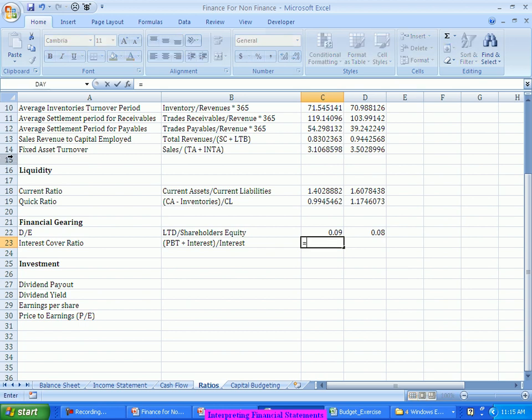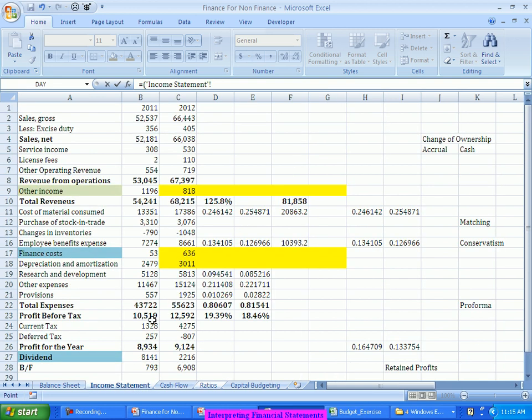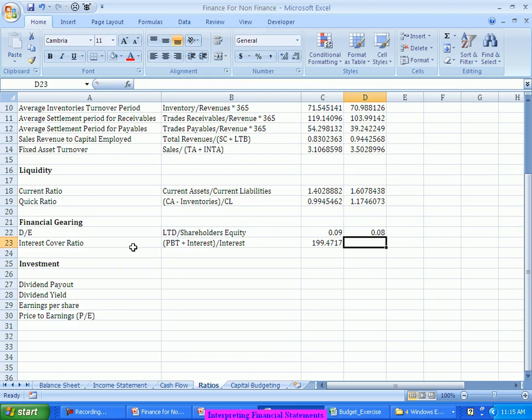So if I look at it here, PBT plus interest divided by interest, because the interest is almost not existing, I need 1 plus. This company is having 199 plus. Because there's no debt in the company, there's not much interest. So banks don't mind giving more loans to this company. It has at least 20 plus. Anything 1 plus, 1.5 plus, I will look at as comfortable. I don't mind giving a loan to this company.